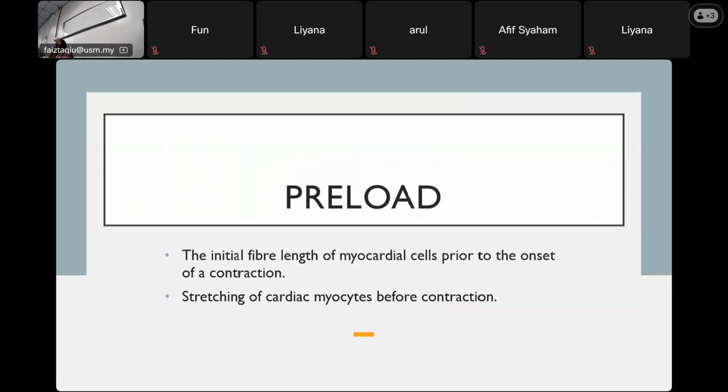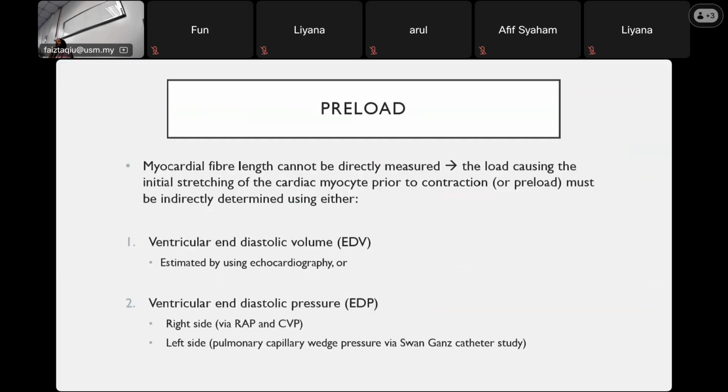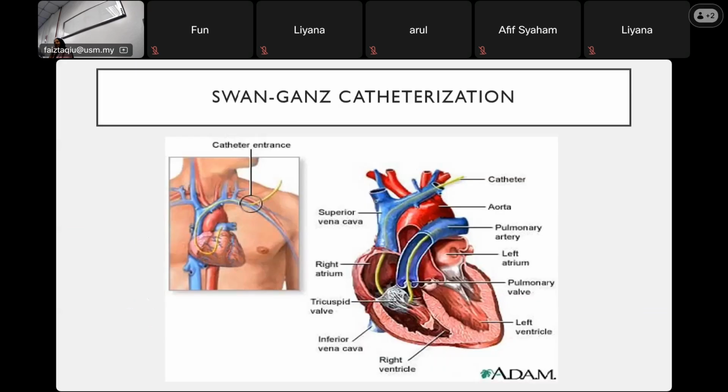Okay, all right. So the preload, so the myocardial fiber length, we cannot measure it directly. So the load causing the initial stretching of the cardiomyocyte prior to the contraction, the preload, is measured indirectly using the ventricular end-diastolic volume. Usually it can be estimated by using echocardiography or the ventricular end-diastolic pressure from the right side via the right atrial pressure or the CVP. From the left side, we can use the capillary wedge pressure via the Swan-Ganz catheter study. Okay. So this is a diagram that shows the Swan-Ganz catheterization to measure the pulmonary artery pressure.